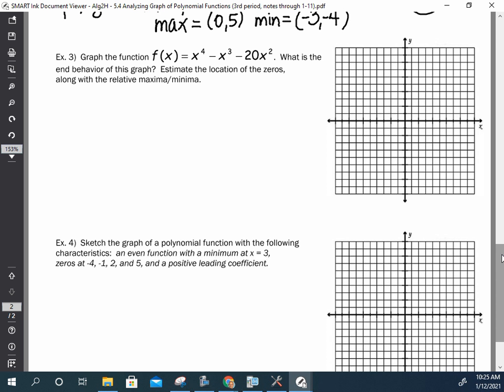We've got f of x equals x to the 4th minus x to the 3rd minus 20x squared. So the first thing we're going to do is go right to the calculator.